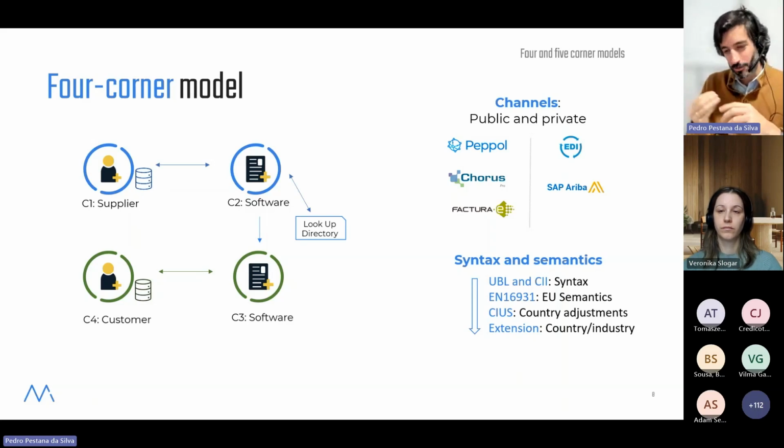When it comes to the content, the European Union introduced the EN 16931 standard. That is what should go in the invoice, and that is introduced by the EU at legislative level. So it's a rule, as a content as opposed to the syntax. And then some countries may introduce some customization of the EN 16931 standard. That will be the CIUS. That's a country adjustment.